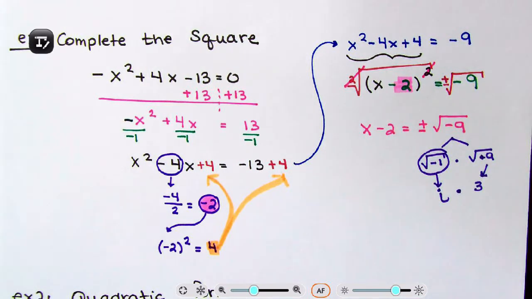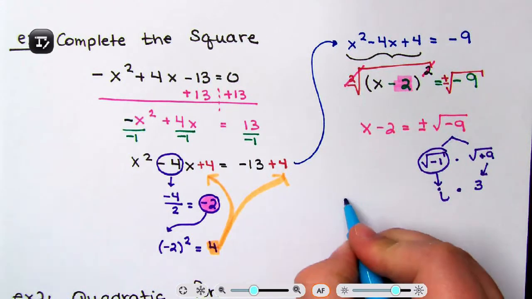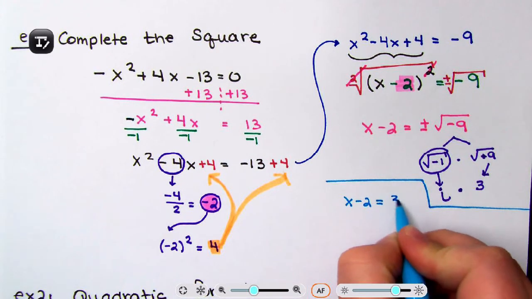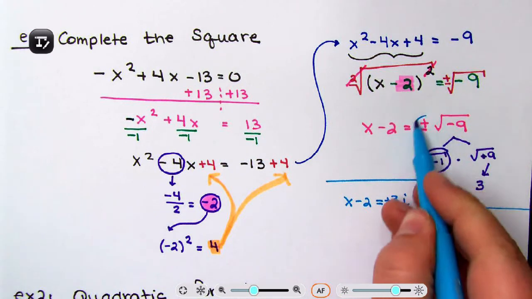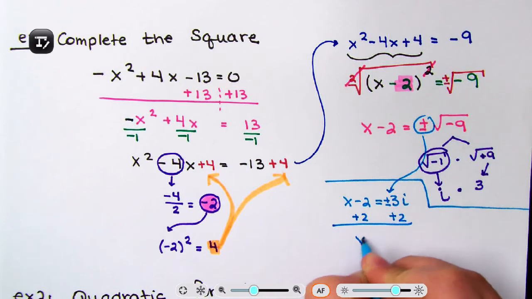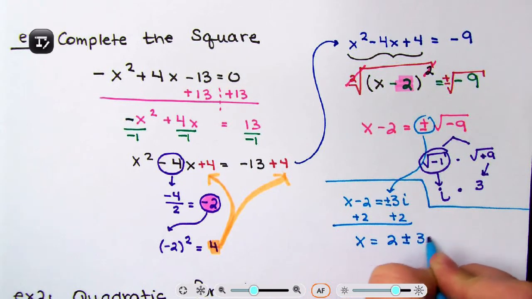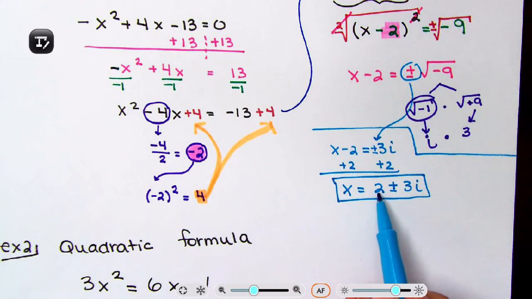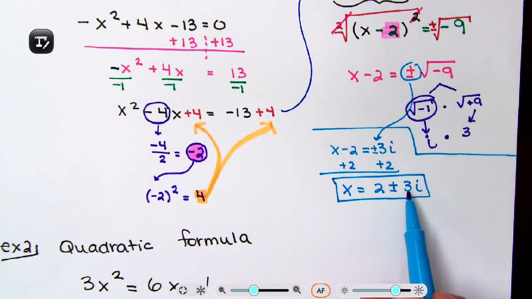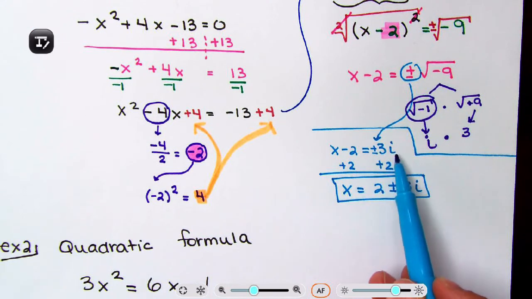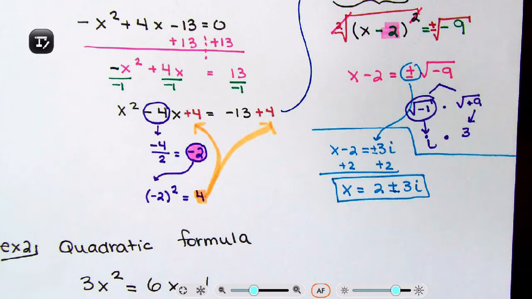So what we are left with is x minus 2 is equal to 3i. Now don't forget you have this plus or minus still in front. Now you can add 2 to both sides. So you have x is equal to 2 plus or minus 3i. Now your answer must be in this format where you have your real number 2 in front and you have your imaginary, your complex part, in this case 3 attached to i. Now the plus and minus is in between because we're adding 3i and we're subtracting 3i. So that's why it's in the middle and not in the front.